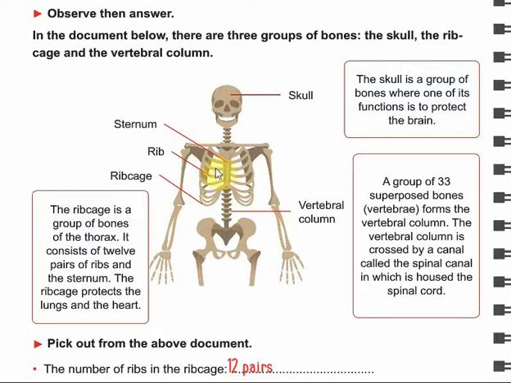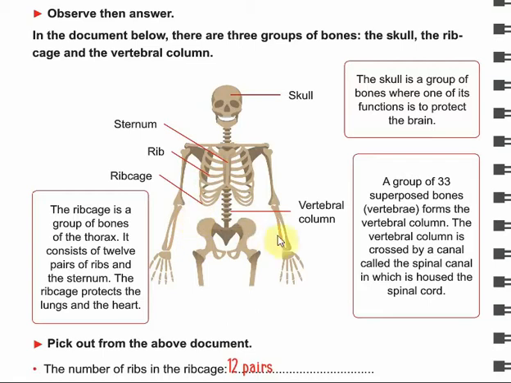The rib cage has a function which is to protect the lungs and heart. In the thorax, as you know, we have lungs and heart, which are delicate organs, and they are protected by the rib cage. So we can say that the rib cage protects the lungs and the heart, and the rib cage consists of 12 pairs of ribs and a sternum.